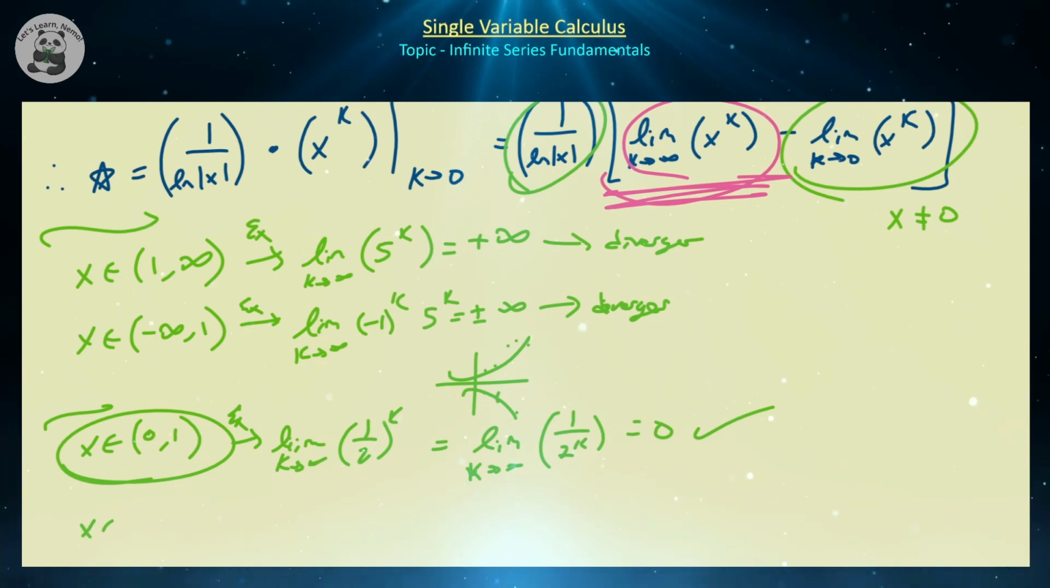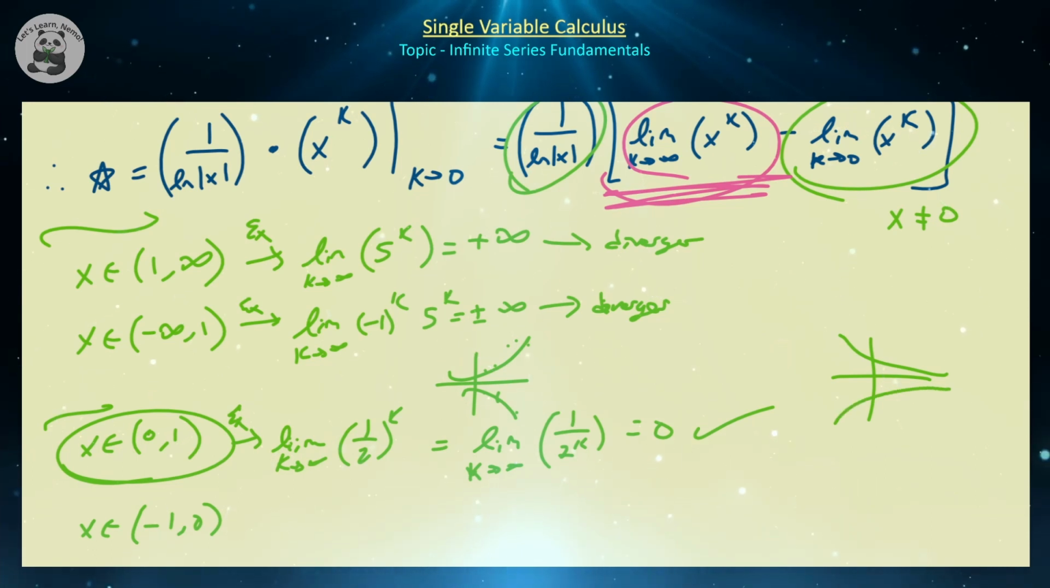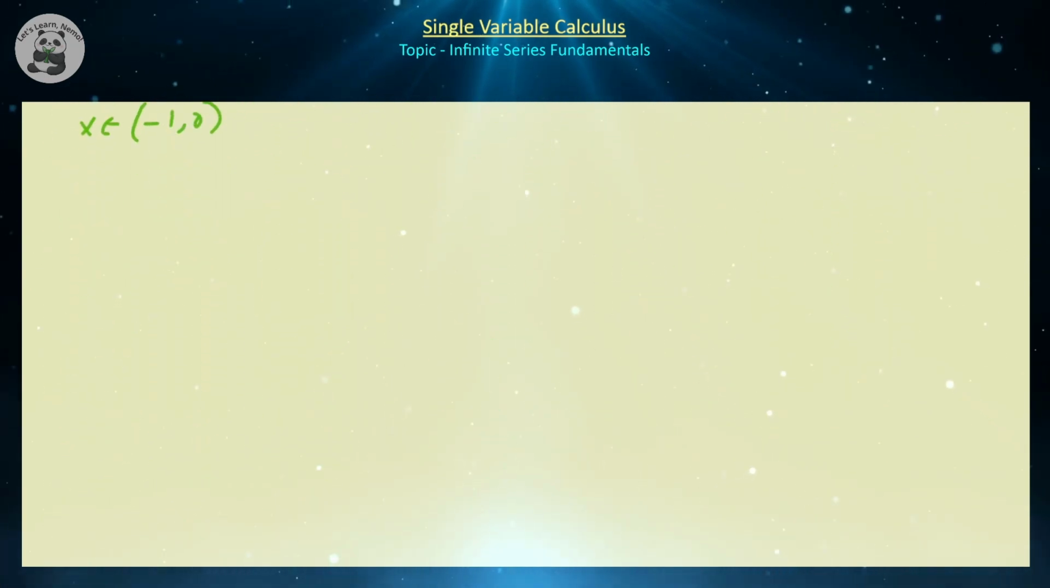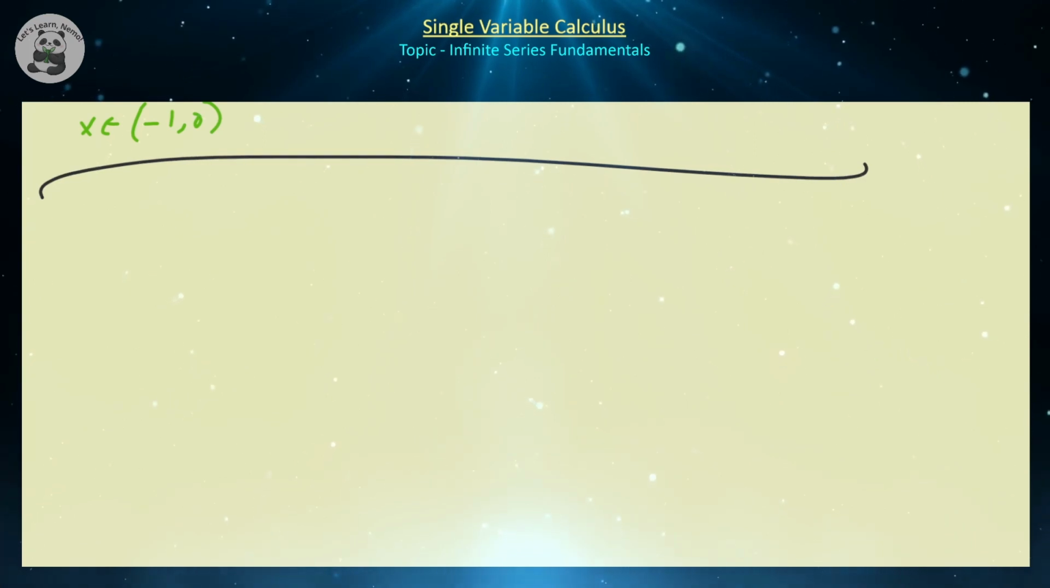And similarly, when x belongs to the interval -1 to 0, then we're going to have a similar effect, but instead of getting close to 0 from one side, it's going to bounce between positive and negative things, but still it's going to go to 0. So that gives us our criteria for the convergence of that series.